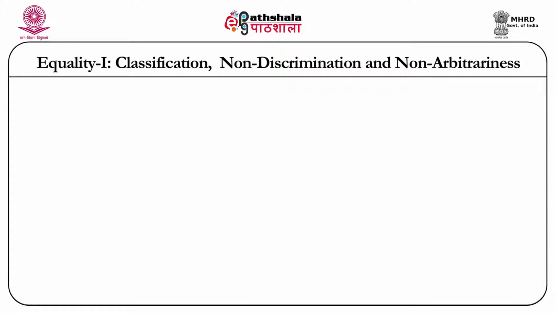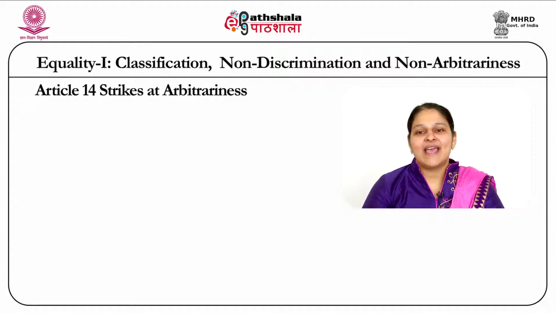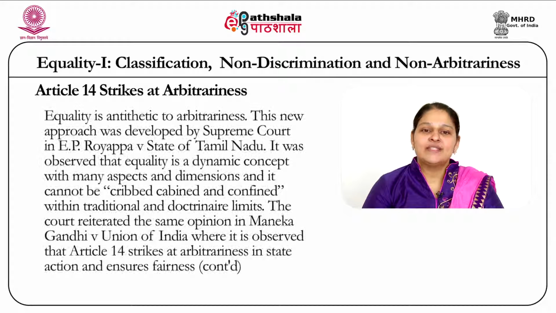The second dimension of Article 14 is that Article 14 strikes at arbitrariness. Equality is antithetic to arbitrariness. This new approach was developed by the Supreme Court in E.P. Royappa versus State of Tamil Nadu. It was observed that equality is a dynamic concept with many aspects and dimensions, and it cannot be cribbed, cabined and confined within traditional limits.